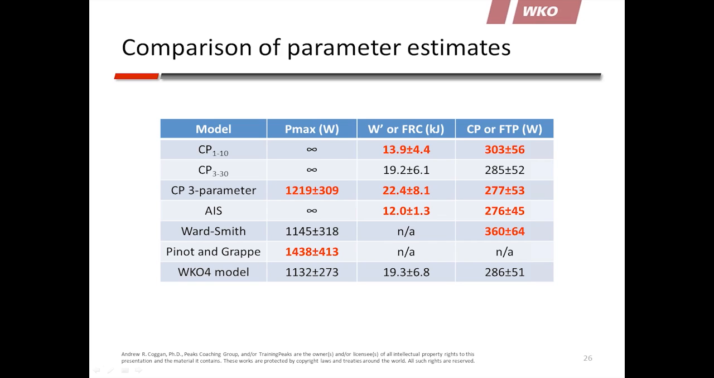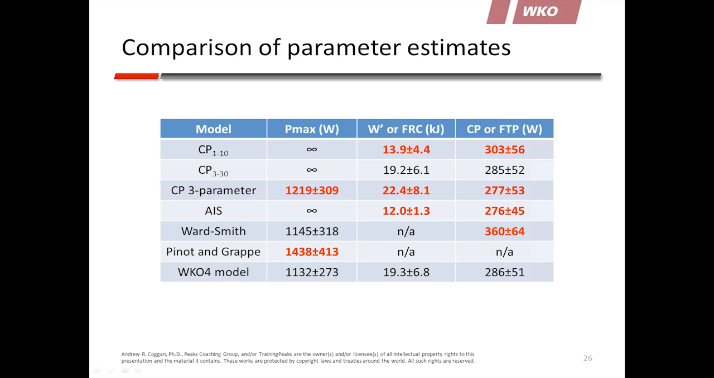The AIS model, on the other hand, gives you a significantly smaller estimate. So it's a case of one of these things is not like the others. The Ward-Smith model is similar in terms of Pmax, but you can't really say how they compare in terms of W prime, because that's not part of the Ward-Smith model. CP based on 3 to 30 minutes worth of data inclusive gives a similar estimate for your reserves, but you can't really say how they compare in terms of Pmax because it doesn't estimate your Pmax value.